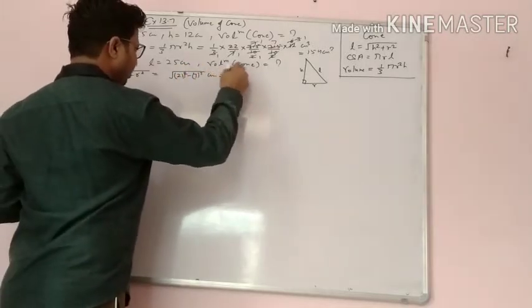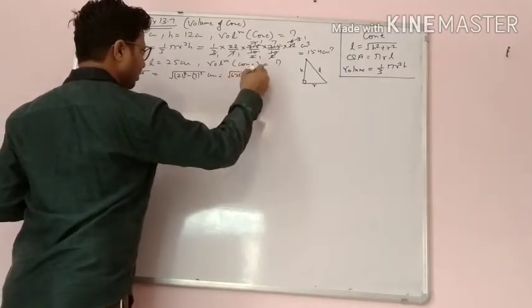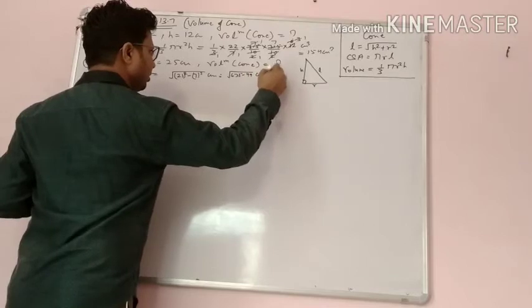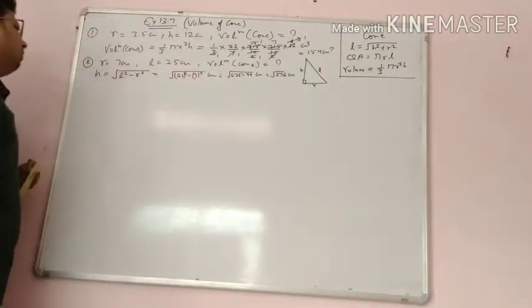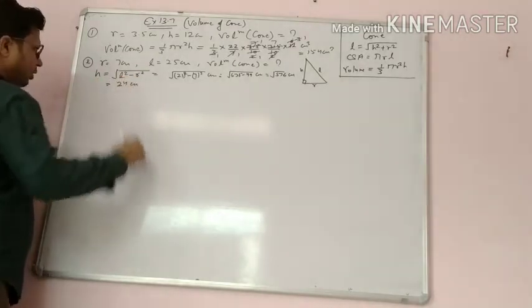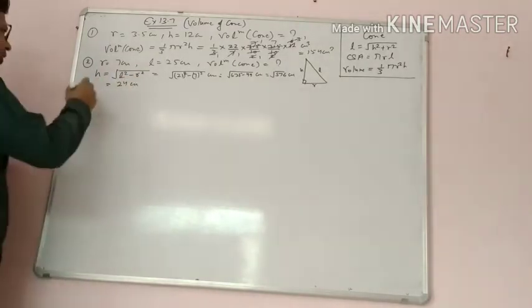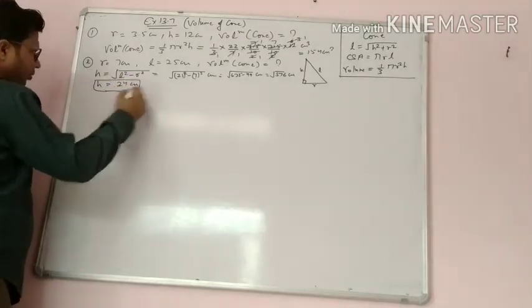is equal to 625 minus 49, square root of 576 centimeter. If you remember, 576 is the square of 24. So what is the height? The height is 24 centimeter. Now we have to find out the volume.